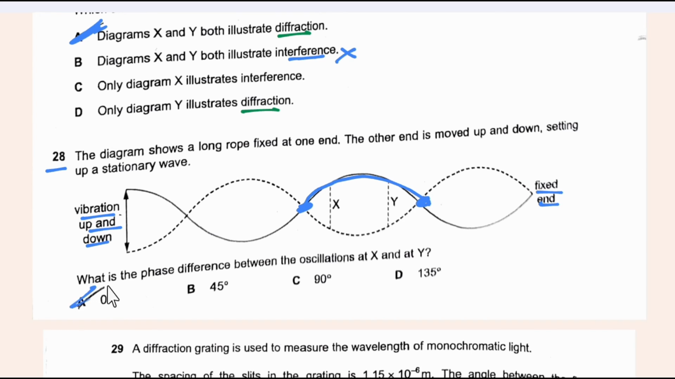the phase difference should be 0 degree. And suppose one of the points is at this point and the other is at this point, then we can see that these two points are not within the same loop, so the phase difference would be 180 degrees. But for now, since they are within the same loop, between two nodes, the phase difference should be 0 degree.